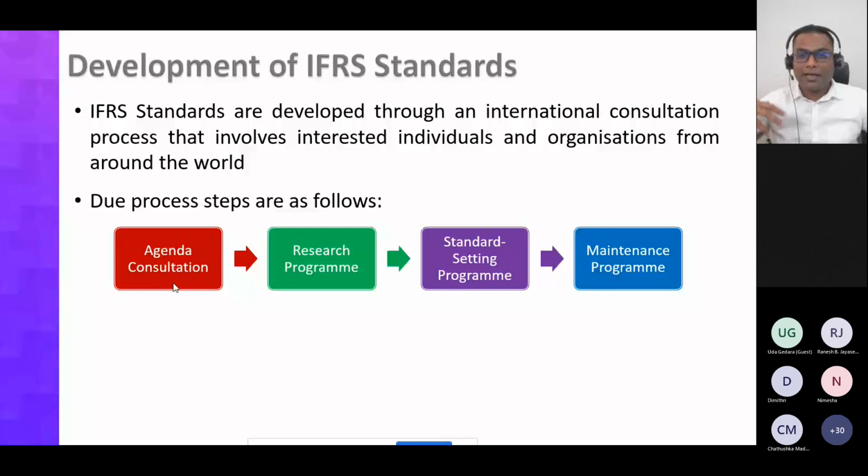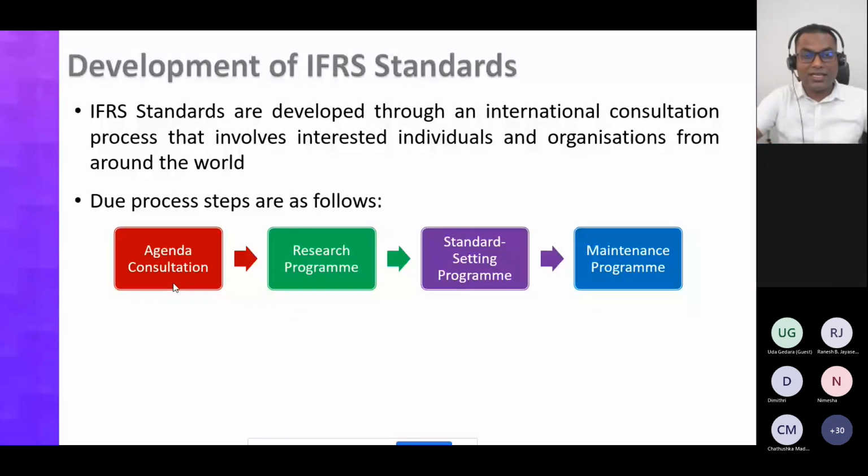Maintenance program means now the standard is released, and when people are implementing this standard, IASB wants to provide necessary guidance and implementation support. And if there are any issues at the time of implementation, IASB issues an IFRIC, an additional interpretation. Additional help is provided under the maintenance program stage. So it's a long process. I wanted to summarize the steps. So basically there are 4 steps: agenda consultation, research program, standard setting program, and the maintenance program.